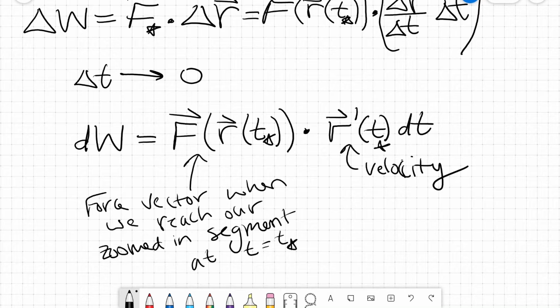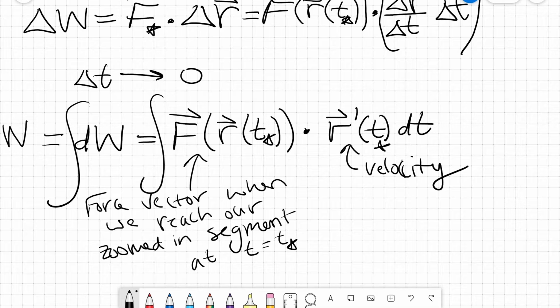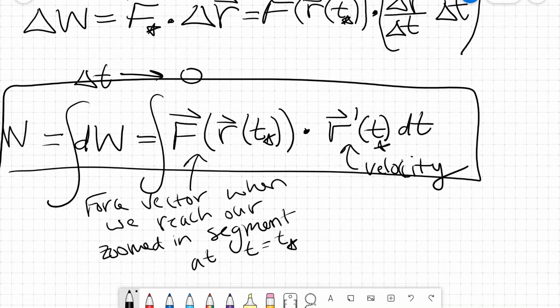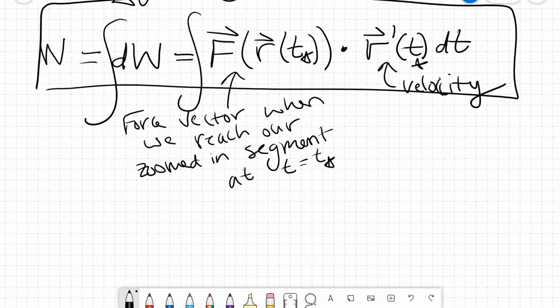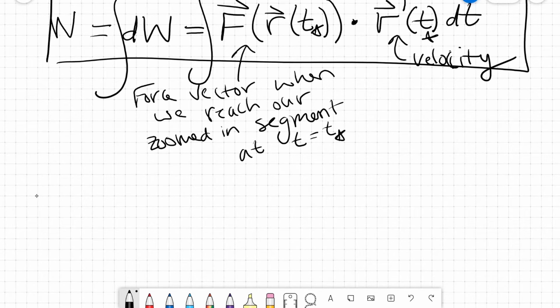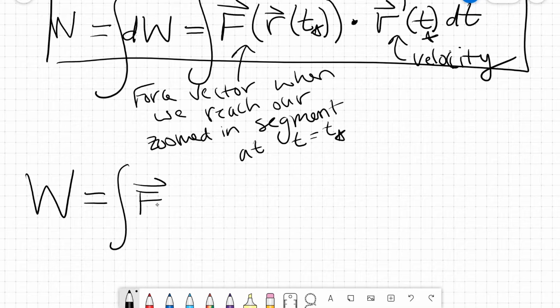So why don't we add up all the pieces of work that we do for these small segments? Why don't we take the integral? Thus, the total work will be equal to this formula on the right. This is the formula for our vector line integral, and let's write it one more time in polished form. So the work, which is a vector line integral, is equal to the integral of F dot small displacements dr around a certain curve, and we've just derived that formula if we parameterize with time.